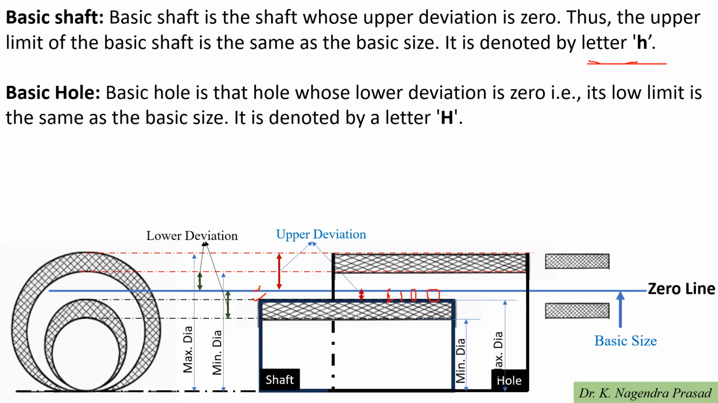Similarly, you have to look for the basic hole. Here in the basic hole, this is the lower deviation of the hole, and this is the upper deviation of the hole. So what do you mean by basic hole? Basic hole is whose lower deviation is 0. When the lower deviation is 0, then lower limit of the hole equals the basic size. So basic hole is that hole whose lower deviation is 0. Its lower limit is the same as the basic size, and it is denoted by capital letter H.